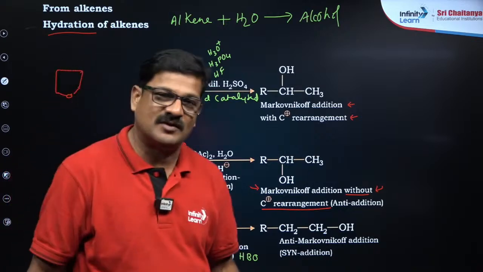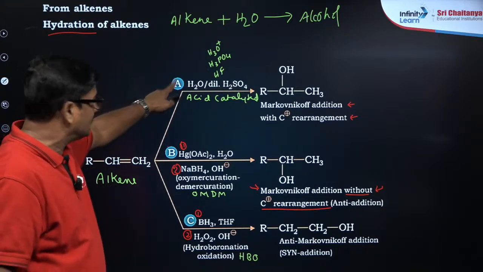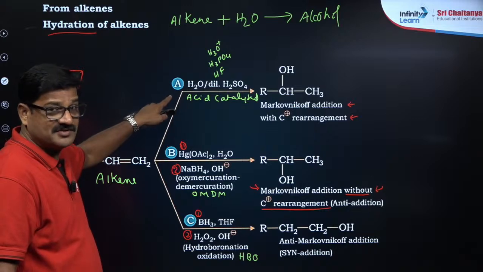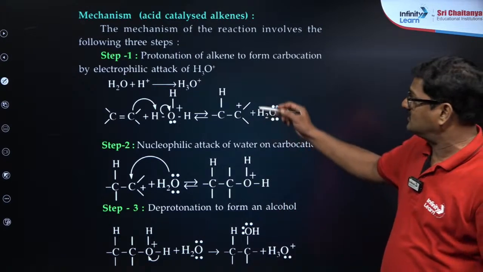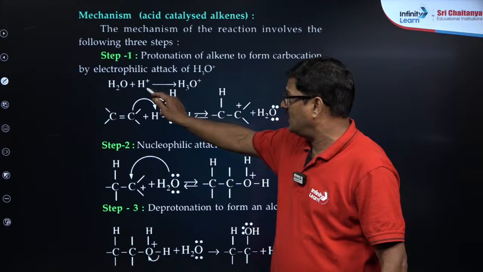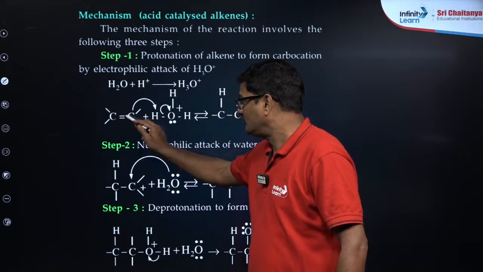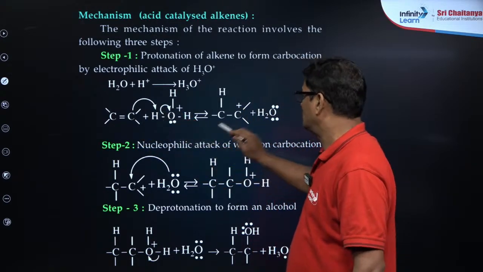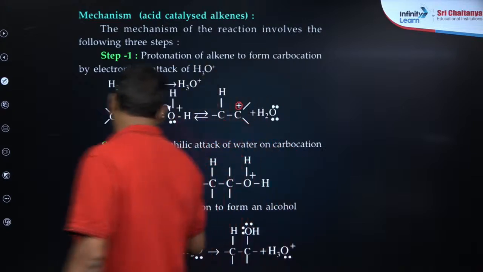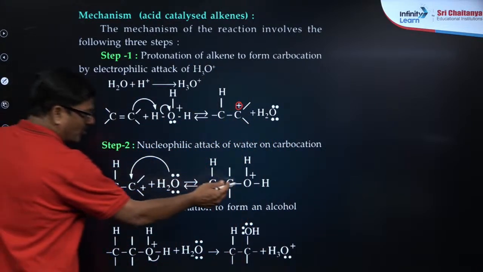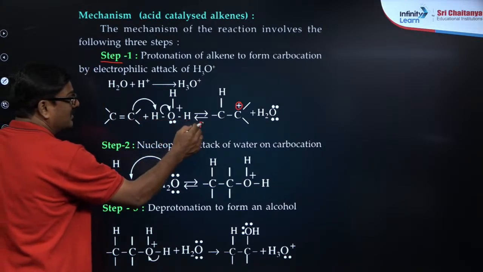Now let's see what is syn addition, what is anti addition, everything. So let's talk about the acid catalyzed mechanism, the reaction A mechanism. In the presence of acid, water is going to be H3O+. The pi bond of the alkene is going to take this H, so protonation of the alkene takes place and a carbocation is formed. This carbocation undergoes nucleophilic attack and gives a protonated alcohol, that is step 2. Step 1 is the formation of carbocation, which is the rate determining step.